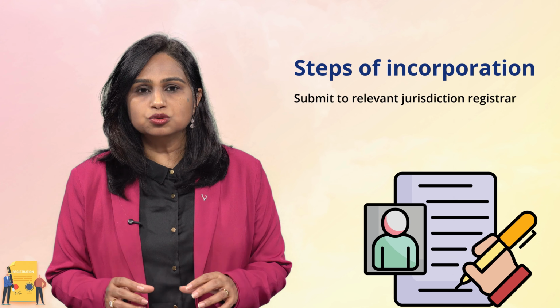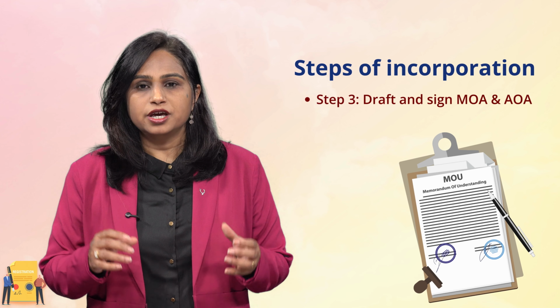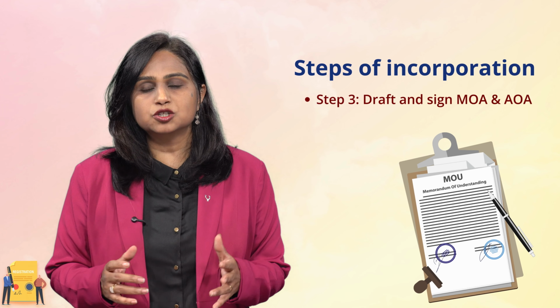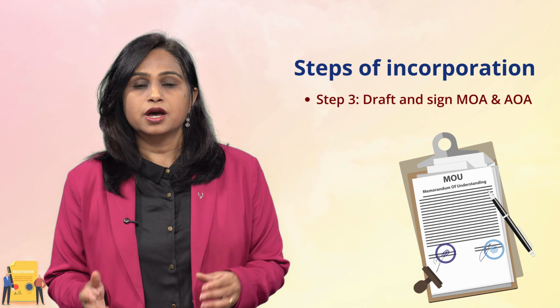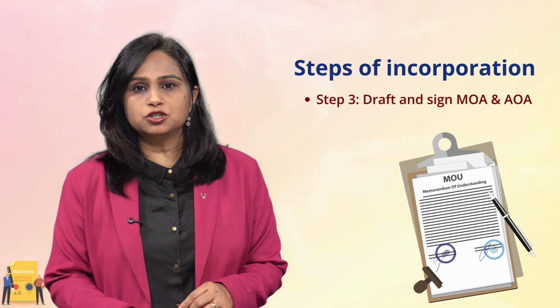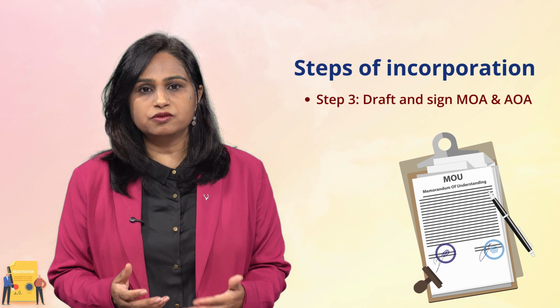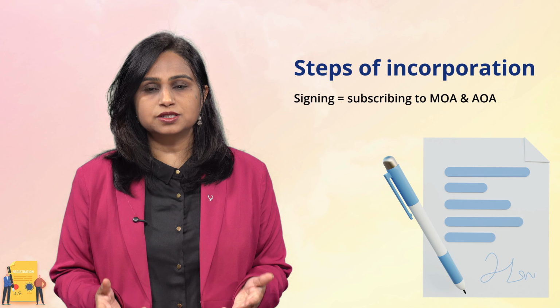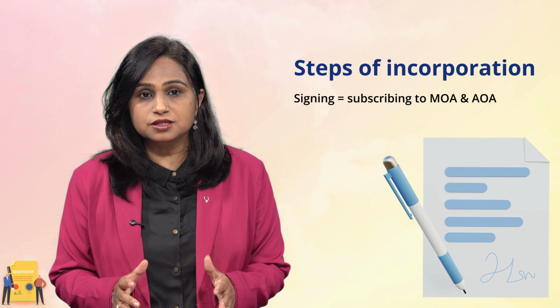The third step for the incorporation of the company is drafting of its Memorandum of Association, MOA, and Articles of Association, AOA, and signing of these two documents. These are very important documents, and in the next video, we will study them in detail. The signing of memorandum and articles is done by the members of the company. When the members of the company sign these documents, it means they are subscribing or declaring that whatever is written in these documents is correct.